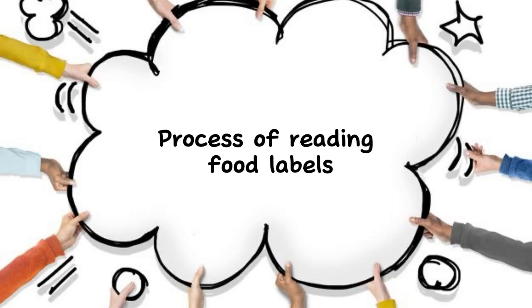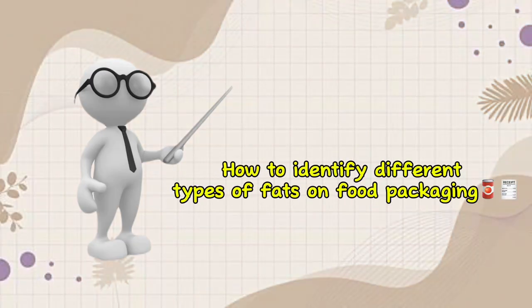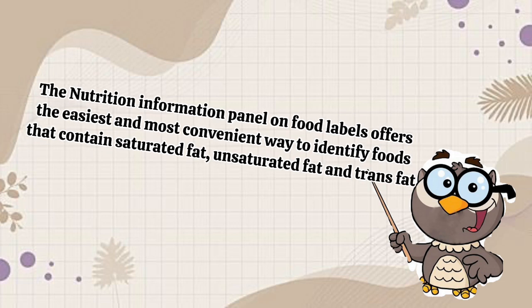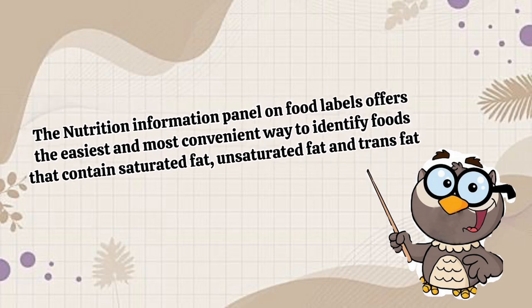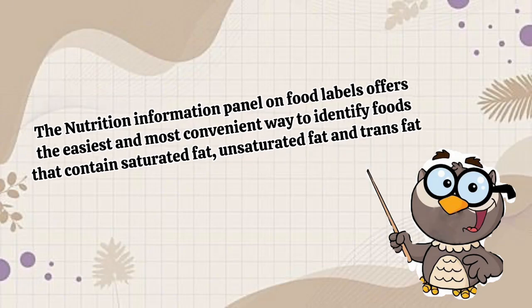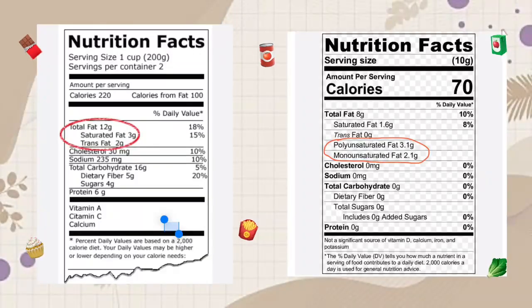I'm going to show you guys the process of reading food labels and how to identify different types of fats on food packaging. The nutrition information panel on food labels offers the easiest and most convenient way to identify foods that contain saturated fat, unsaturated fat, and trans fat. For example, here are the nutrition labels on food packages that contain saturated fat, unsaturated fat, and trans fat.